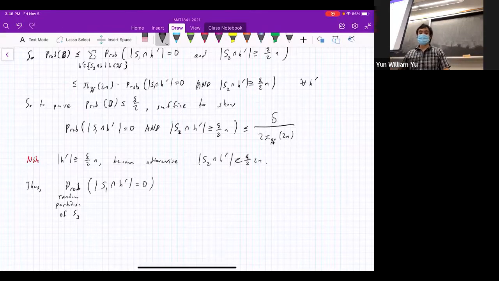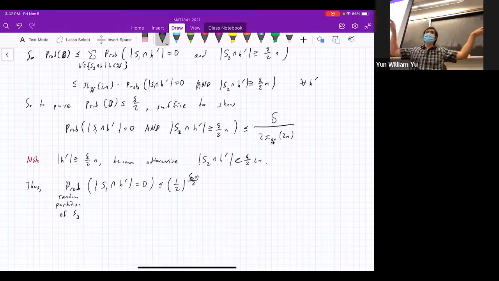The probability over our random partition of S3 of S1 intersect H prime equals 0. Well, what's this going to be equal to? It turns out this is going to be less than or equal to 1/2 to the epsilon n over 2, because for each element, we have a 1/2 chance of putting it in one side or the other. Basically we need to ask what the chances of the intersection are, and so for each of your epsilon n over 2 things, you have a 1/2 chance of throwing it into the right bin to have an intersection.